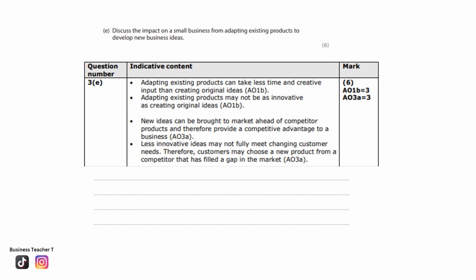So this is a mark scheme answer. Now, you could have written, let's look at the first bullet point, adapting existing products can take less time and creative input than creating original ideas. And then the new ideas can be brought to market ahead of competitor products and therefore provide a competitive advantage to a business. Or adapting existing products may not be as innovative as creating original ideas. Less innovative ideas may not fully meet changing customer needs. Therefore, customers may choose a new product from a competitor that has filled a gap in the market.